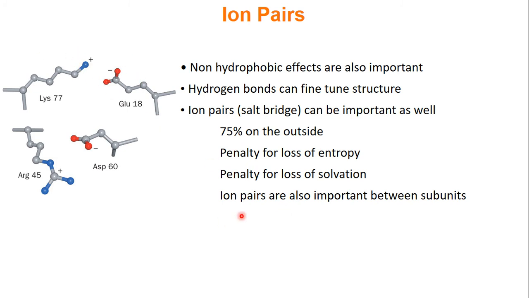Ion pairs, though, if you have a multi-subunit protein, like we'll see for hemoglobin coming up, these ion pairs can be very important so the different subunits can "talk" to each other. Talk is in quotes, so these subunits can interact with each other.